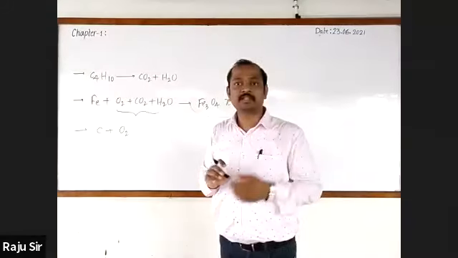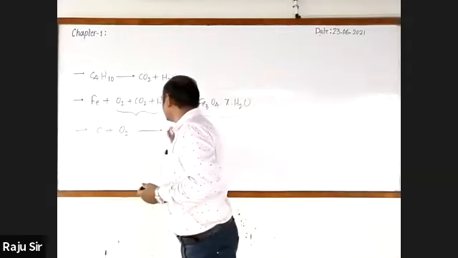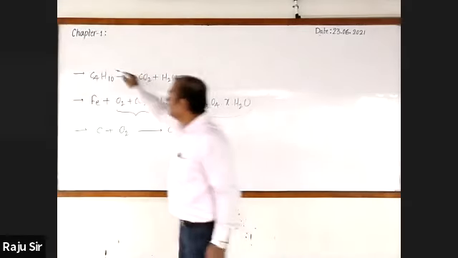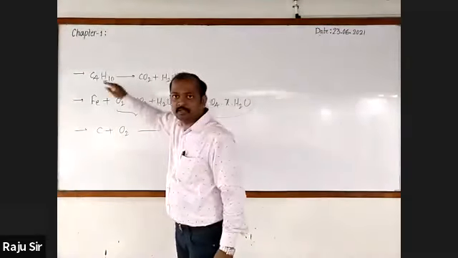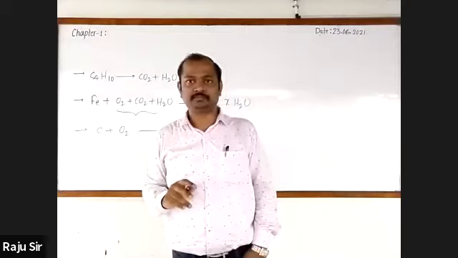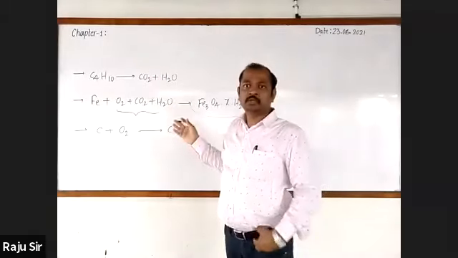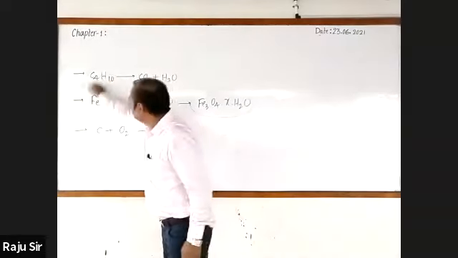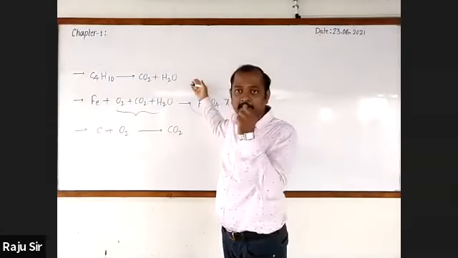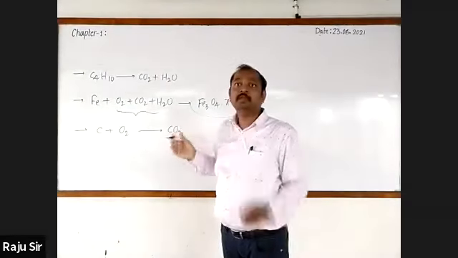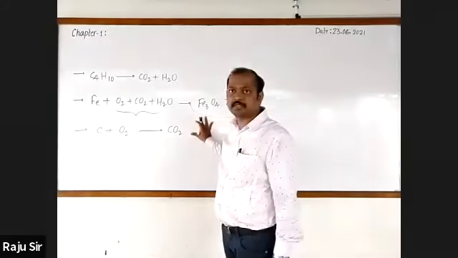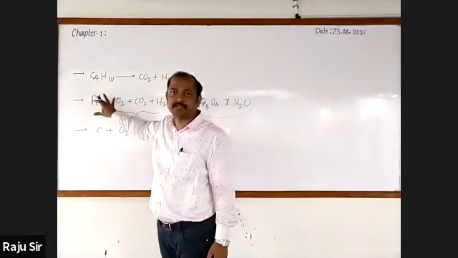They react with oxygen present in the atmosphere and produce carbon dioxide, right? Look here. These are all some examples for chemical change. In all these chemical changes, you can come to know that the initial substance will lose its identity, and whatever new substances are formed, they attain their own properties, and the properties of these new substances are different from the initial substances.